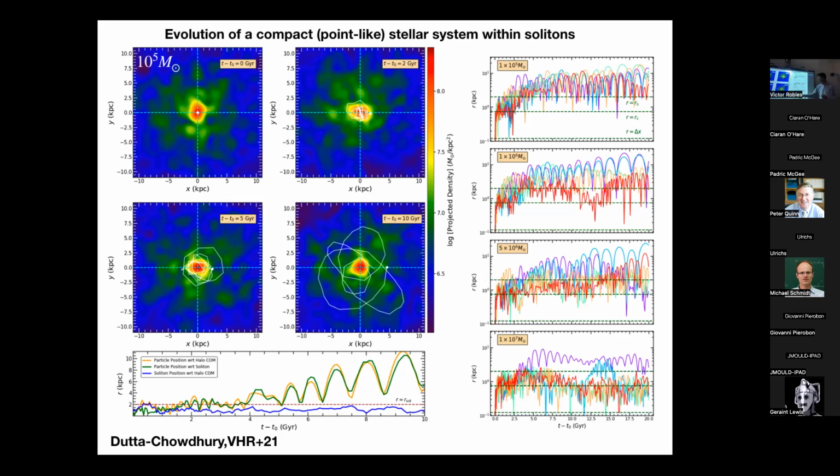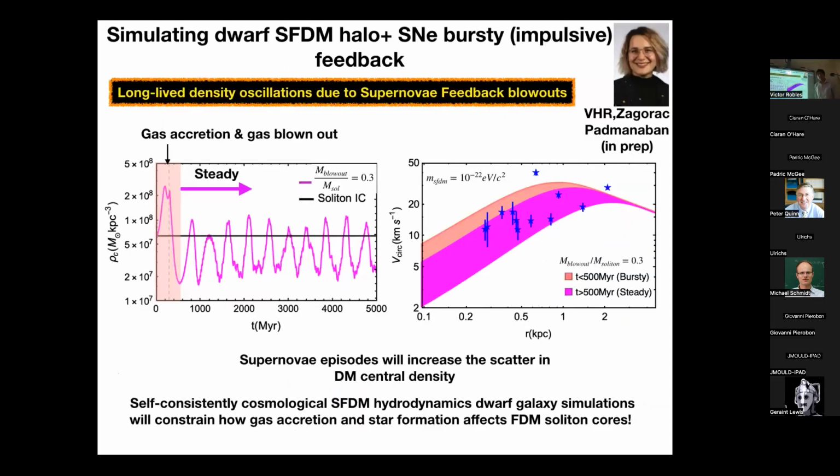So a few times 10 to the 7, which is basically I think 10% of the soliton mass, you can see that it will be trapped within the soliton. But as you go to smaller masses, then these systems can actually go outside of the soliton and be heated up by these fluctuations.